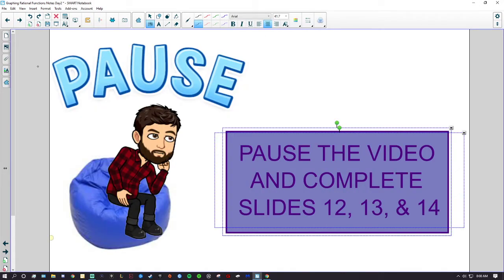Okay, so pause the video. Do slides 12, 13, 14, which are 3 practice problems just like this. Graph it, find your vertical and horizontal asymptotes, state the domain and range. When you're done, go ahead and continue the video. All right. You unpause, which means you're done with 12, 13, and 14. Don't lie to me, I'll know.